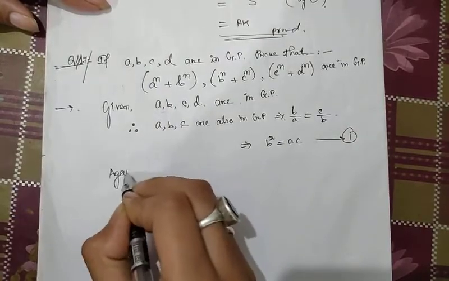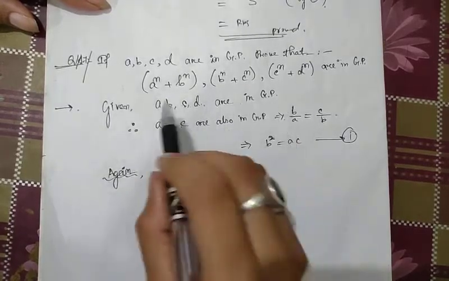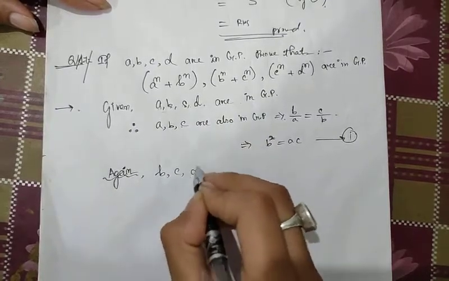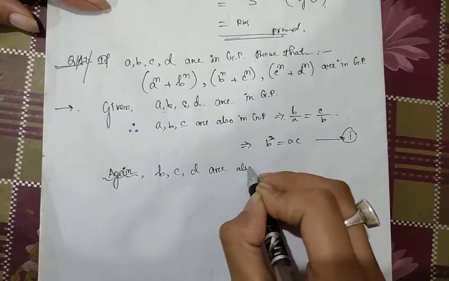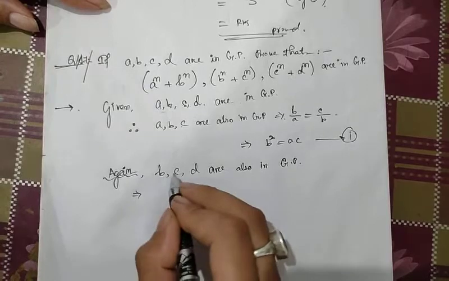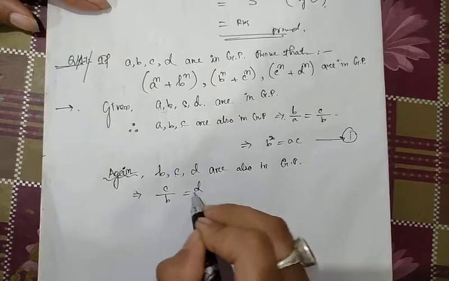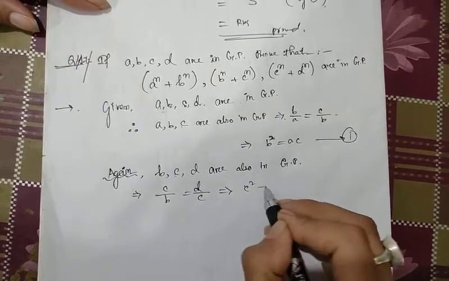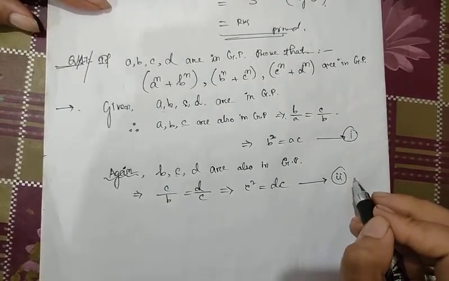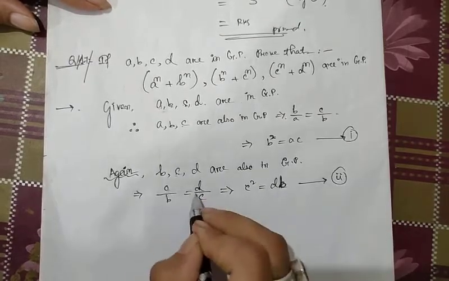Again, B, C, D are also in GP. Since A, B, C, D all four are in GP, so we can write B, C, D are also in GP. Therefore, how can we write this? C by B equal to D by C. So C square equal to BD. Take it as equation number 2.